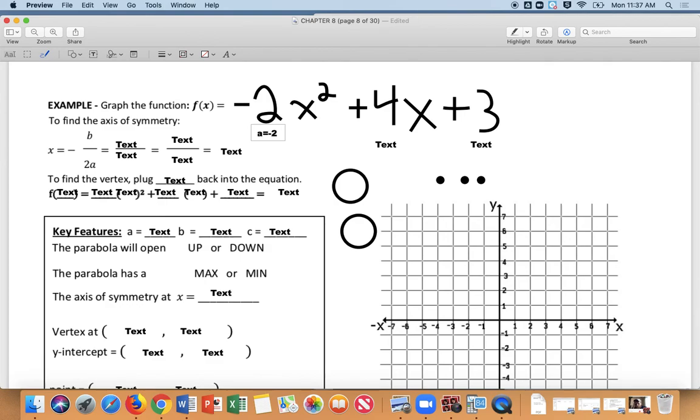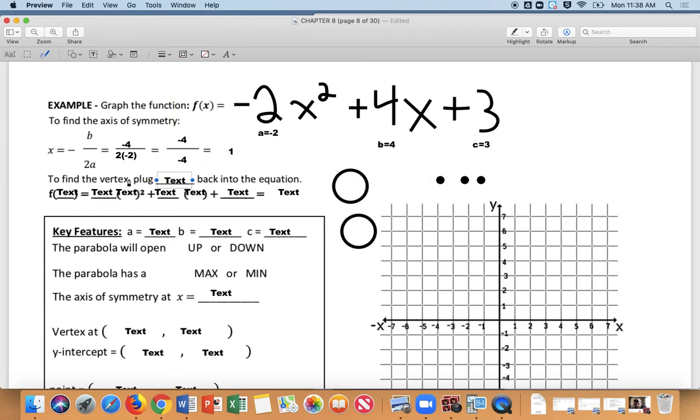So A equals negative 2, B equals 4, and C equals 3. Once I know that, I can use the formula that I provided you for the axis of symmetry, and we can start filling this in. So x equals negative b over 2a. Negative b would be negative 4 over 2 times negative 2, so this is negative 4 over negative 4. So x would be 1.